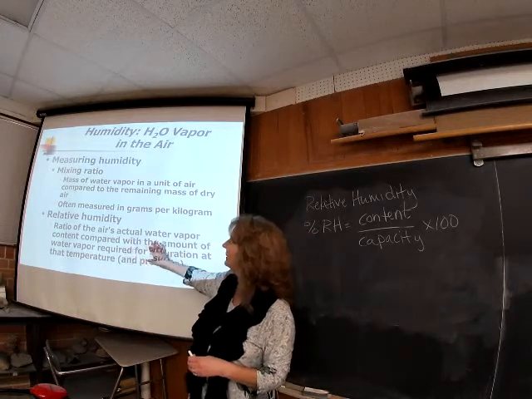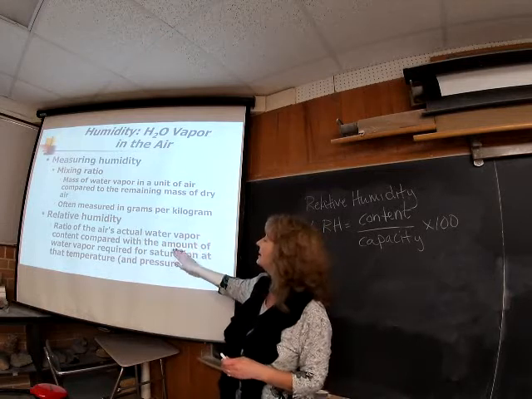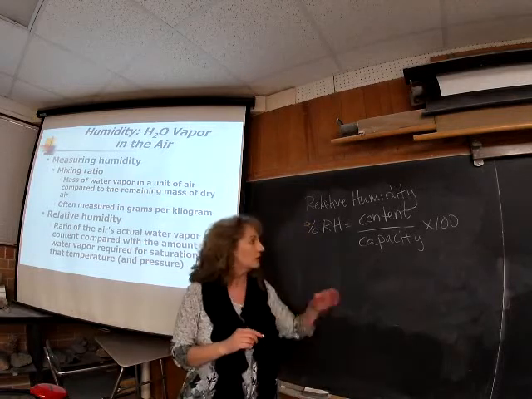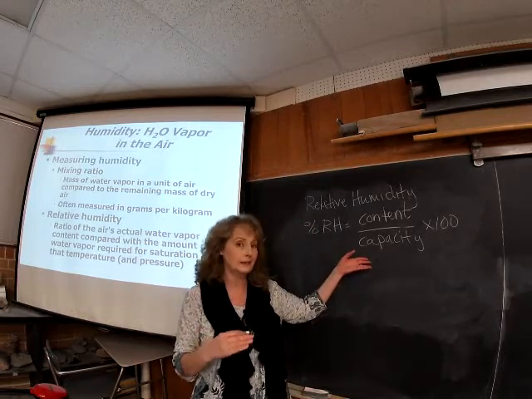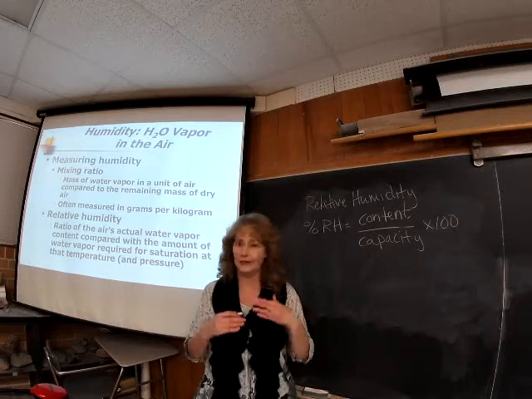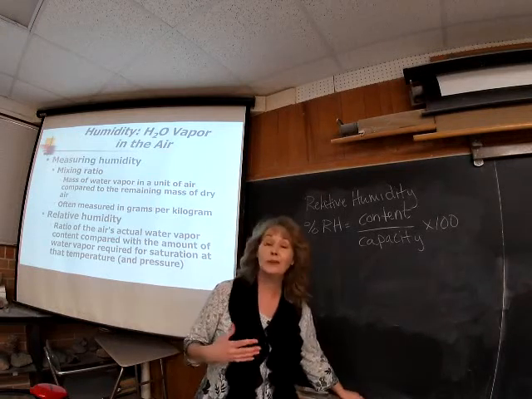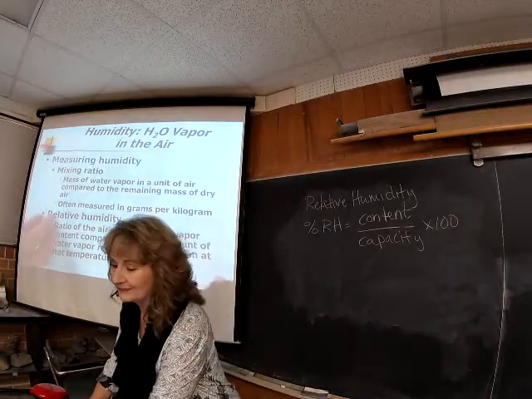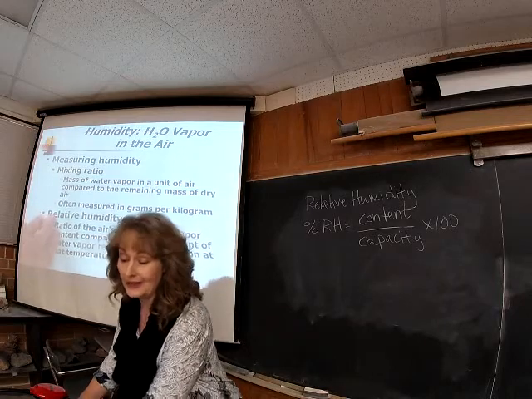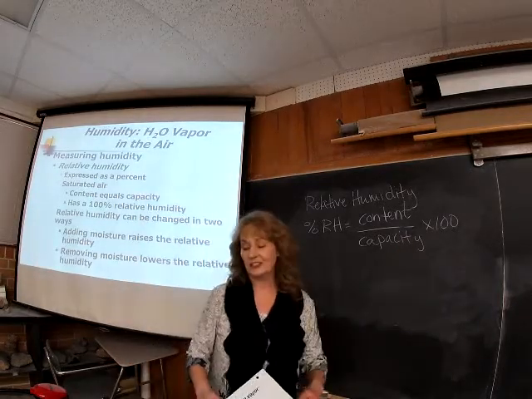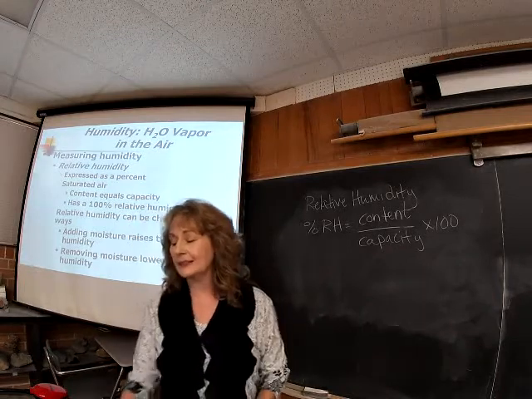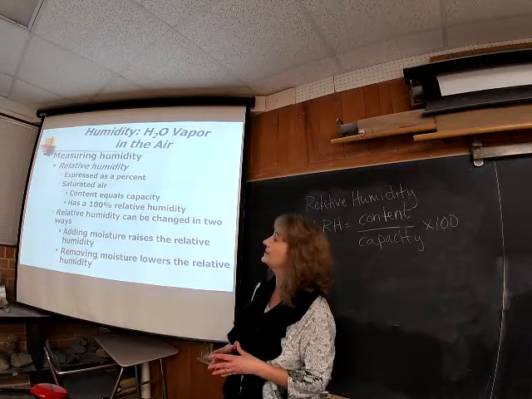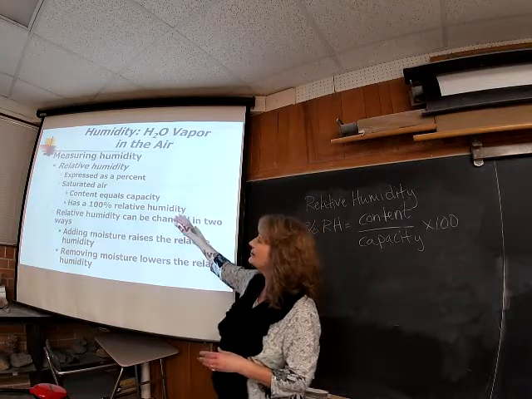So ratio of the air's actual water vapor content compared to the amount of water vapor required for saturation at that temperature. What its capacity would be, meaning at saturation. How much it could hold, and it cannot hold any more. And that will be unique for a particular temperature, okay, and pressure, of course. So content over capacity times 100. That's the relative humidity. So it is expressed as a percentage, but of course that's relative to temperature, so that can change with temperature.